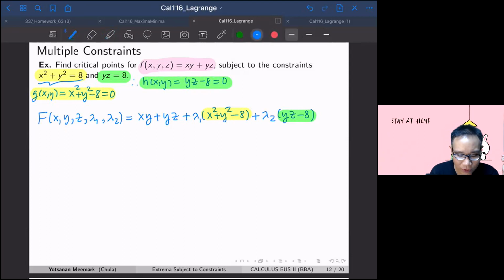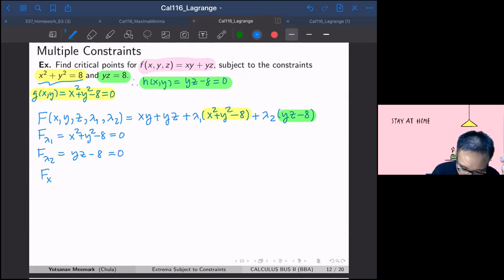And the idea for the critical point turns out to be you're gonna compute f lambda 1 and f lambda 2. f lambda 1 is just the yellow one, x squared plus y squared minus 8, and f lambda 2 is yz minus 8, equal to 0. And you're gonna differentiate with respect to x, with respect to y, and with respect to z.